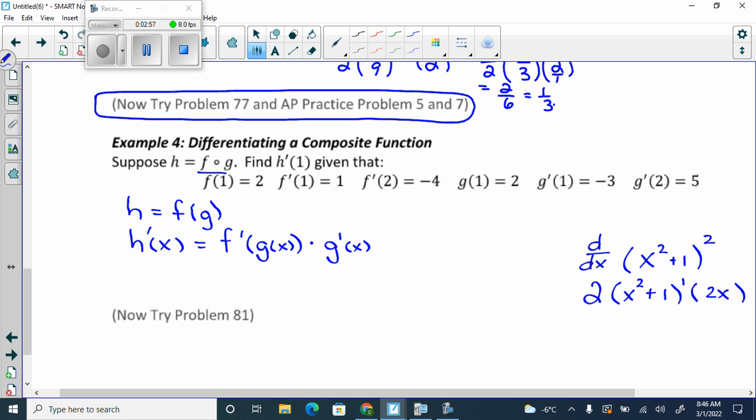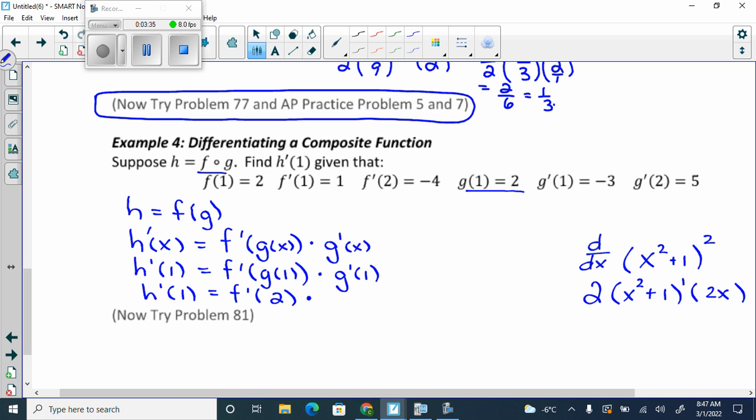Okay? But we don't want h prime of x, we want h prime of 1. So we're going to go f prime of g of 1 times g prime of 1. What can we fill in currently? G of 1 and g prime of 1. That's all we can fill in, correct? So we're going to go h prime of 1 equals f prime. What's g of 1? It's 2 times g prime of 1? Negative 3.